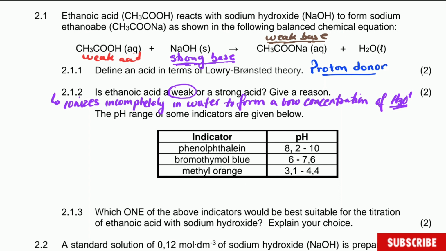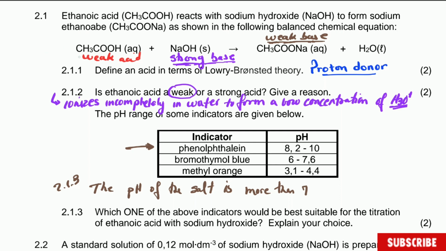So which one is the most suitable to use? It is going to be phenolphthalein because of the range. So we use phenolphthalein when you have a combination of a strong base and a weak acid. So the answer is phenolphthalein because the pH of the salt is more than 7. That is the answer for this question.